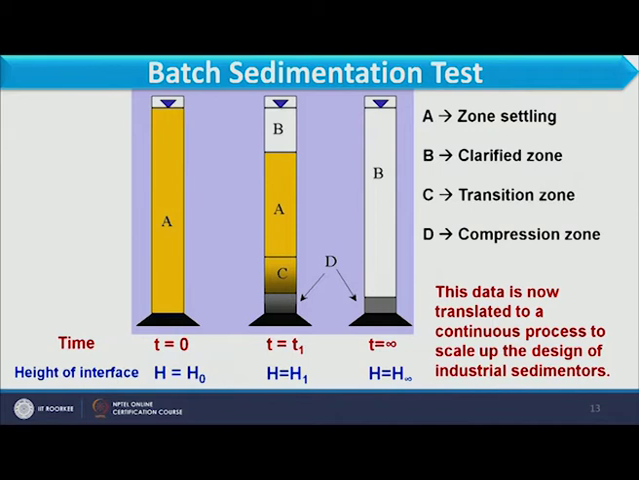Now this data is translated into the continuous process to scale up the design of an industrial sedimenter. So you can understand that this experiment we have performed with the given slurry, and this data is now transposed into the continuous system where that slurry will be used for the continuous sedimentation process.